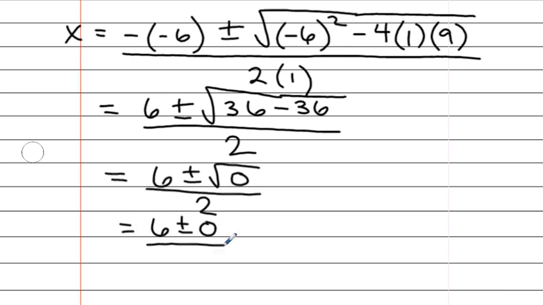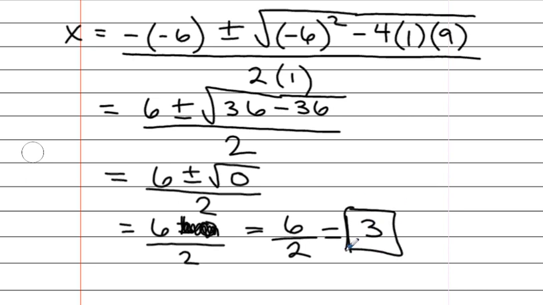All right, and so if you have 6 plus or minus 0, whether you add 0 or subtract 0, that really doesn't matter. So here, the plus or minus really doesn't come into play because I'm adding or subtracting 0. So for this example, you actually are only going to get one answer. So sometimes when you solve quadratics, you will only get one answer. And sometimes, a lot of times you get 2, but sometimes you will get 1, and that's okay.